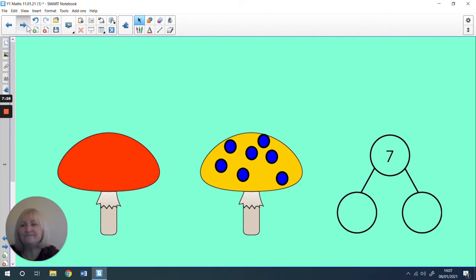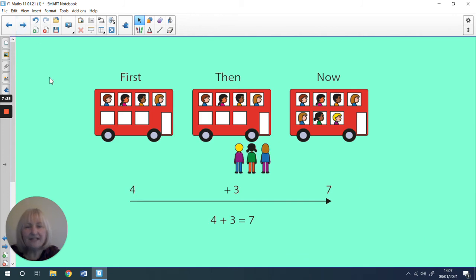Well done. Okay, here's another story about number bonds to 7. This time there are 4 people, 1, 2, 3, 4, that got on first. Then another 1, 2, 3 decide to get on the bus. And now there are 1, 2, 3, 4, 5, 6, 7 all together.